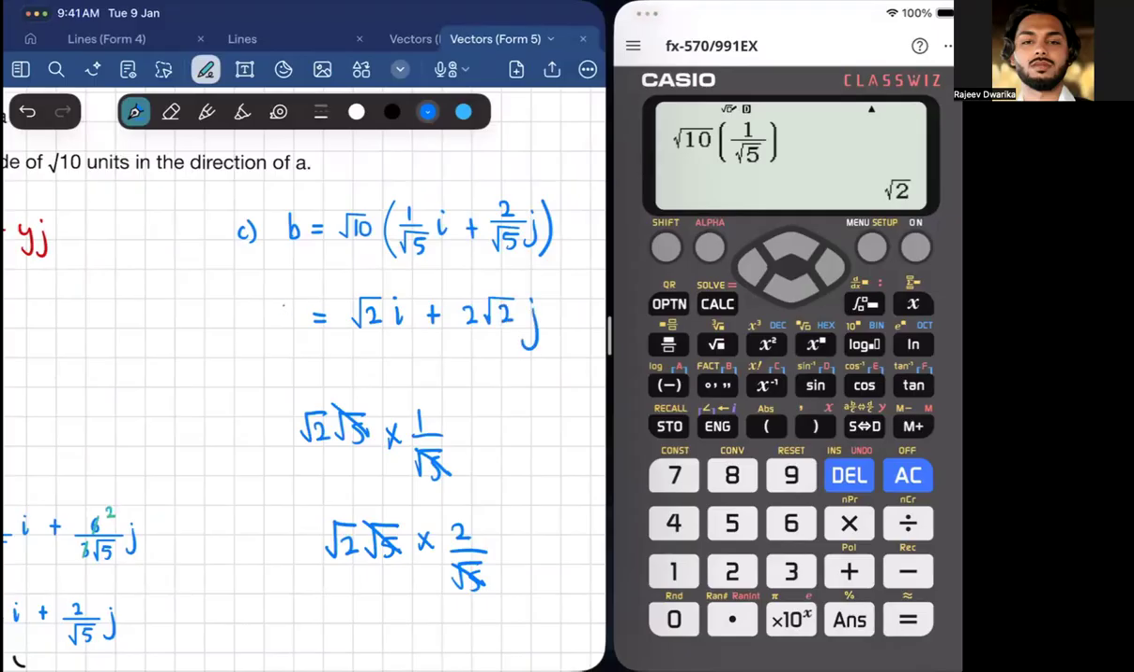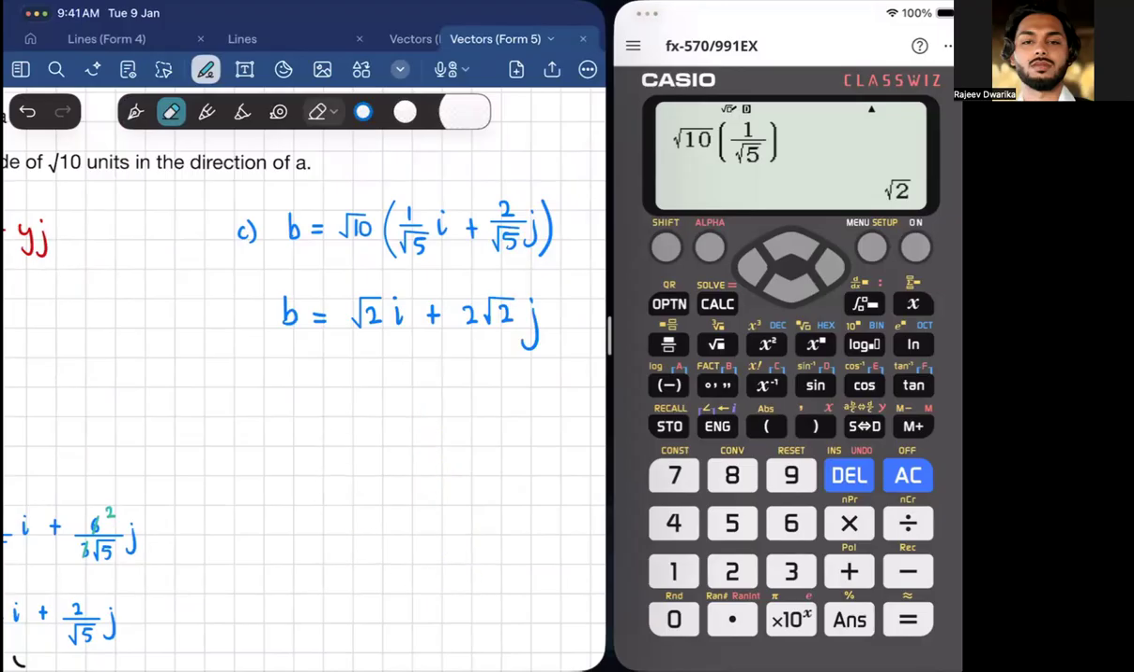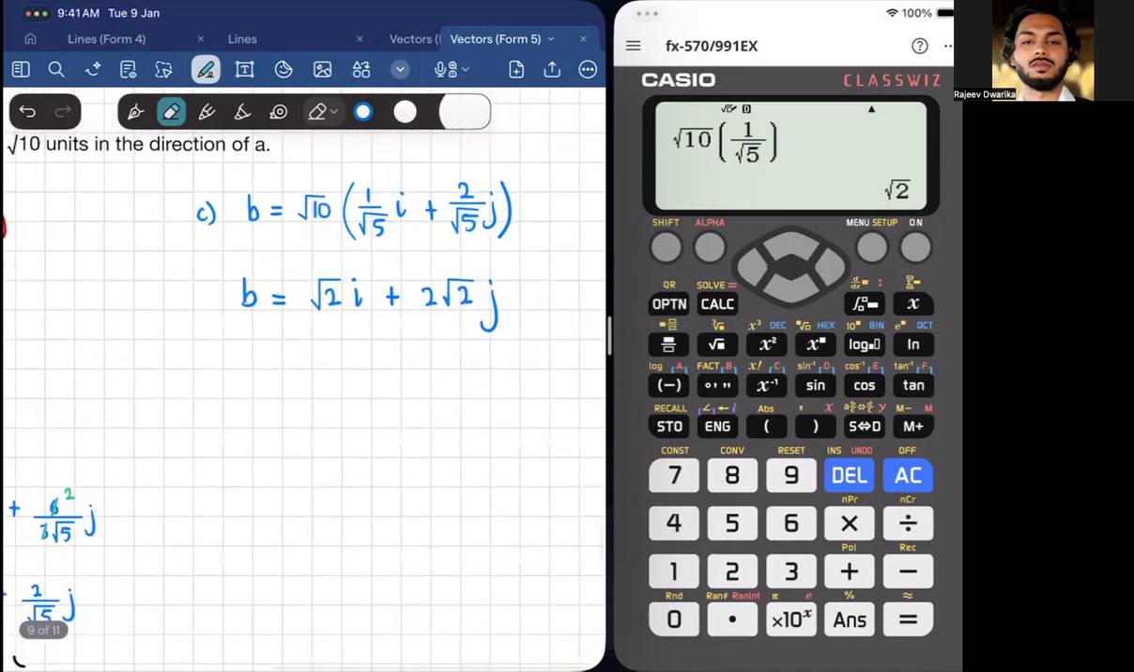And that's it. Obviously, you will be dealing with a lot simpler numbers that actually work out really nicely. But it's like an extreme example.